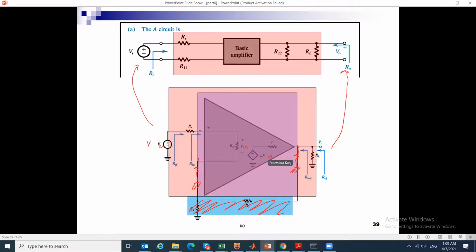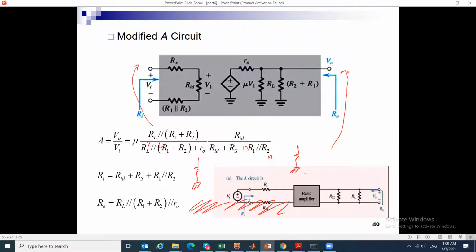Okay, so if we elaborate the circuit as we explained before, we will have a voltage division circuit at the input and another voltage division circuit at the output. We can find VO as a function of VI. This is mu, AVO basically.